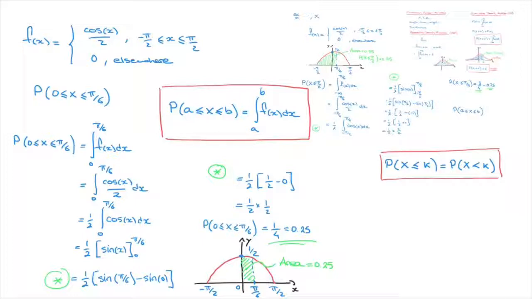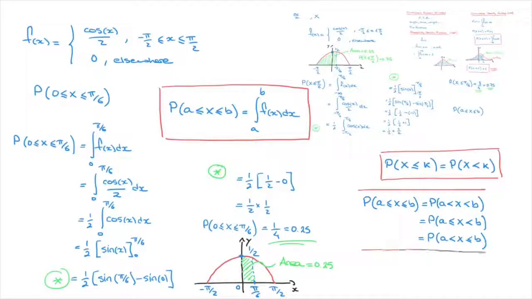A direct consequence of this is the fact that the probability that a continuous random variable lie between two values a and b can be written in either of the following ways. In other words, all four of these probabilities are equal and are calculated in the same way by integrating the probability density function between a and b. So for instance, looking back at this example we just worked through, we could have written the probability that x be greater than 0 and less than pi over 6, and the calculation and the result would have been exactly the same.